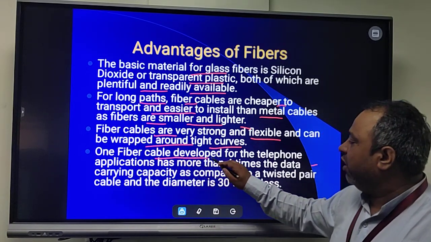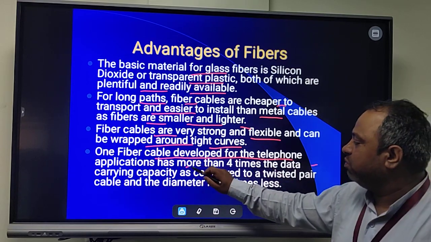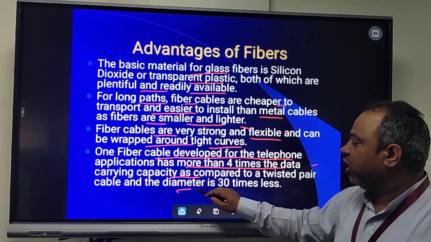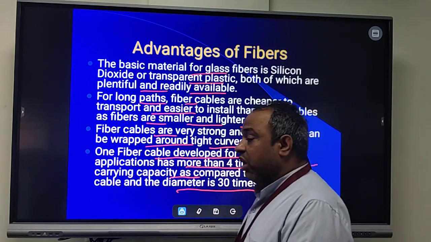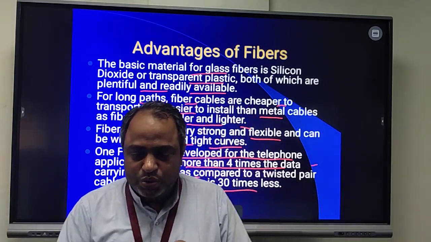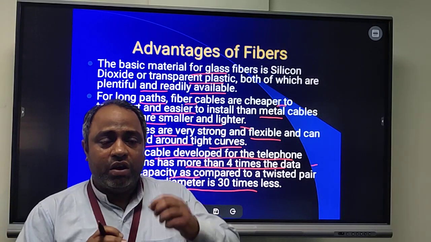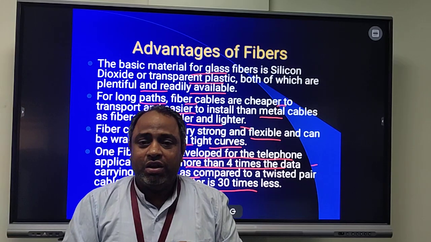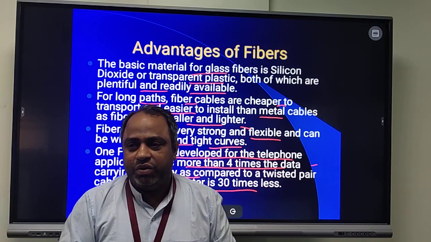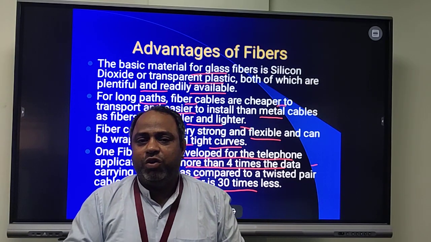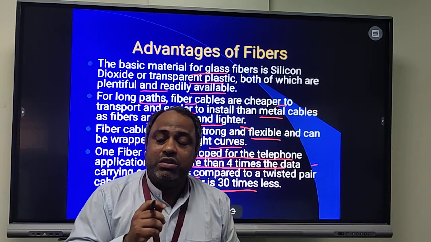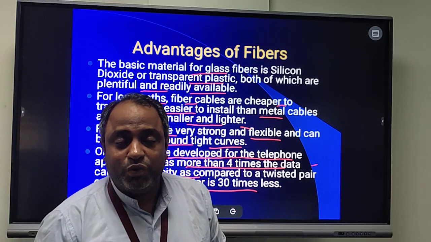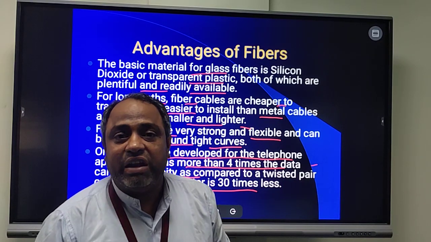One fiber cable developed for telephone application has more than 4 times the data carrying capacity as compared to the twisted pair cable, and its diameter is 30 times less. If we are using normal cables which are twisted together, the capacity, the wavelength, the electricity, the current, the path will be lost somewhere. But with the hair size of optical fiber we can travel the light signals, the optical light signal.